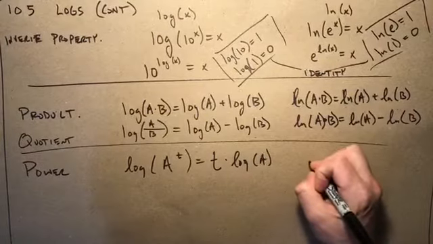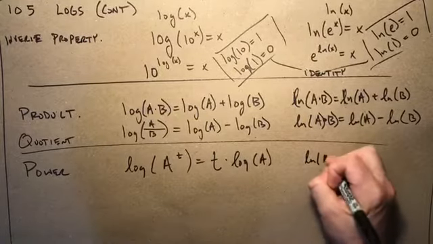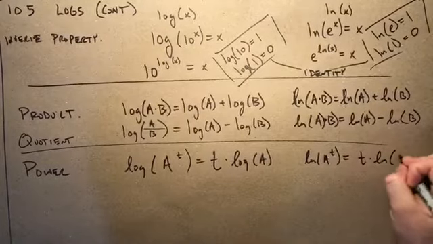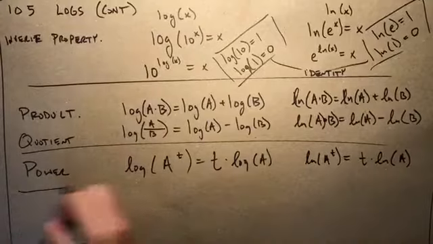So let's do this for natural log as well. Natural log of a to the t is equal to t times the natural log of a.